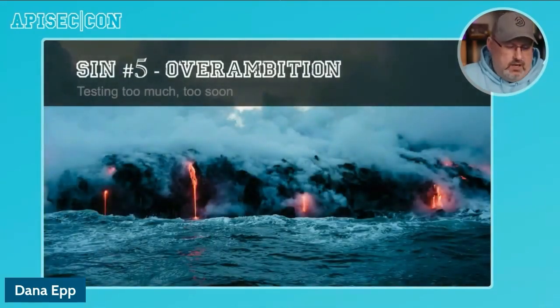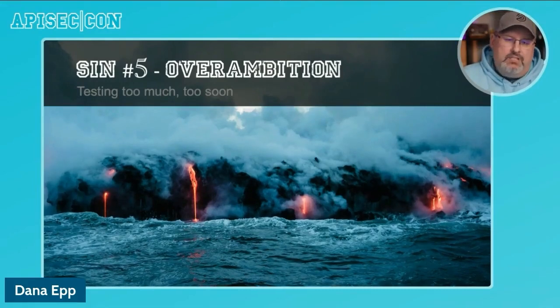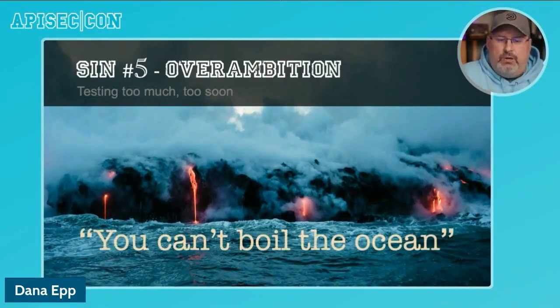The fifth sin I want to talk about is overambition. It's about basically testing too much, because you get so excited about wanting to get involved and do security testing, but sometimes it's just not possible to get the right coverage that you need. And that really comes down to the idea that you can't boil the ocean. You can't get everything done at once. You've got to start somewhere.